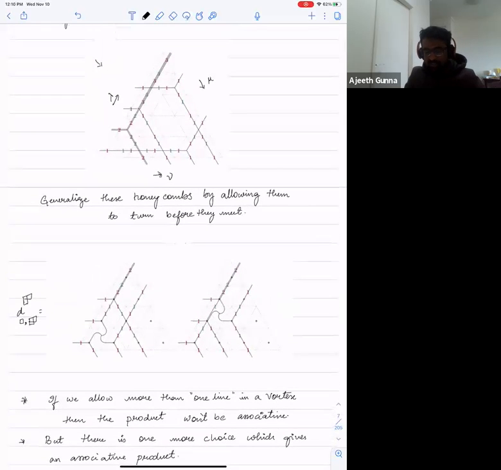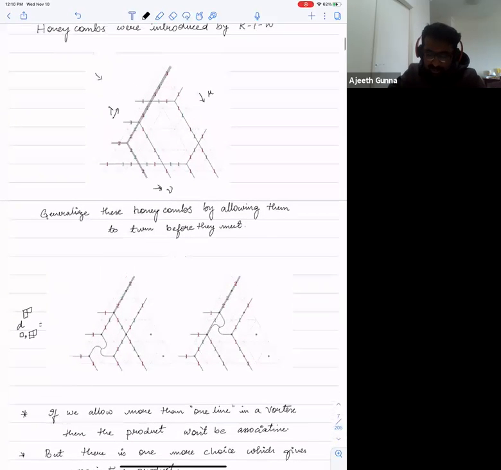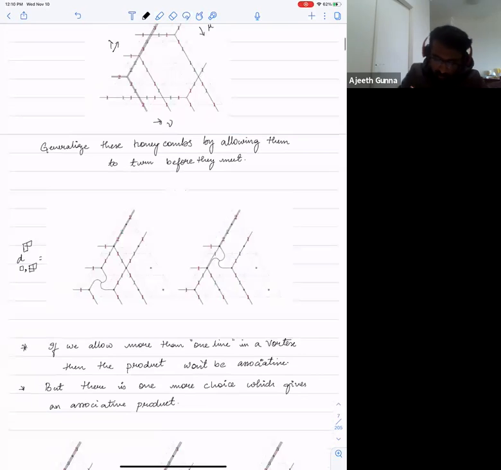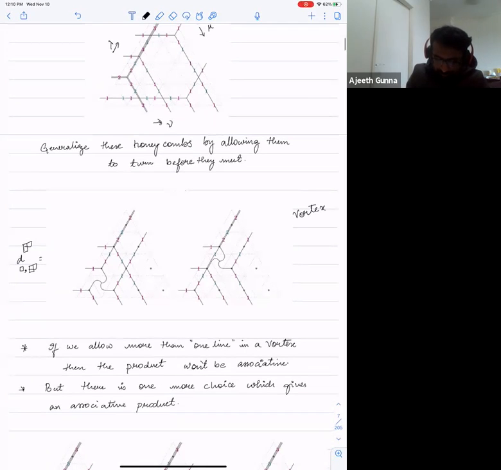So we wanted to generalize these honeycombs. The way we generalize is that we let the lines turn a little bit before they meet. I'm going to call these things vortices, and every vortex picks up a charge of -1. And these are the two corresponding pictures of generalized honeycombs; this coefficient was -2.